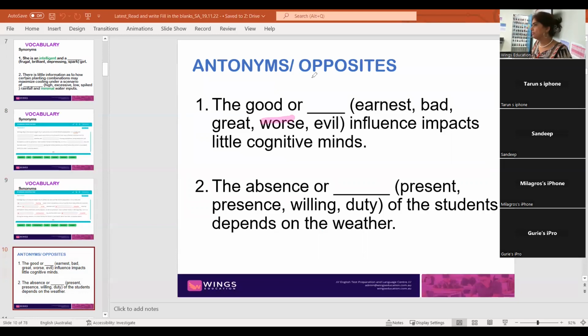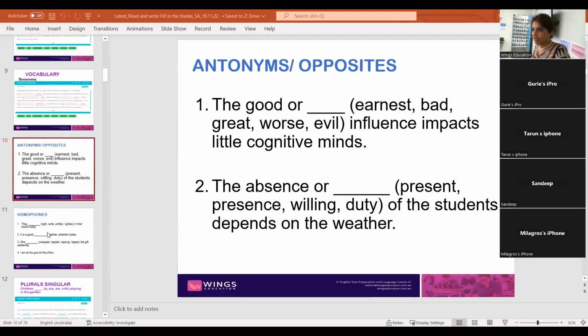Yes, good or bad. So the word we have here is "absence." Can I get all my online students to respond to this, please? Good or bad? Bad. Write it down, please. Write down the answers in the chat box, everybody.